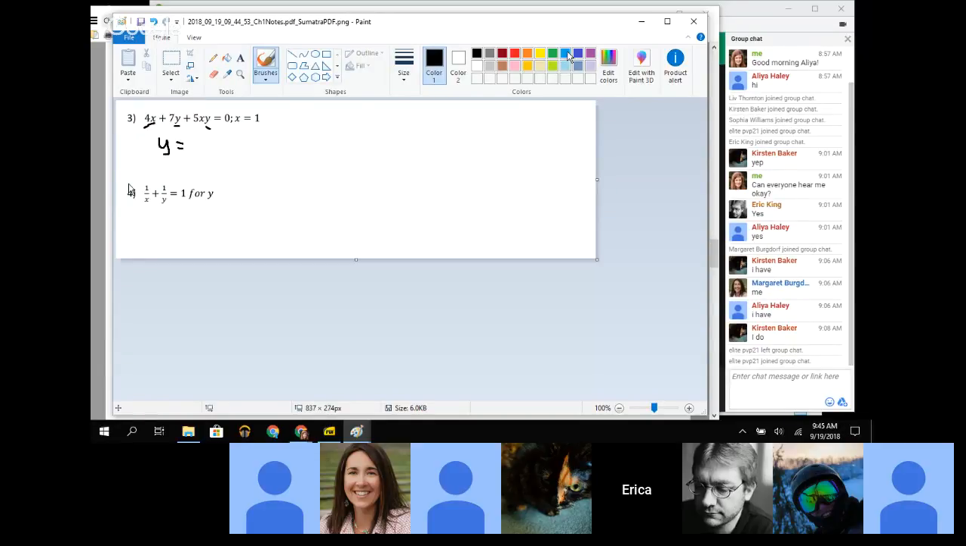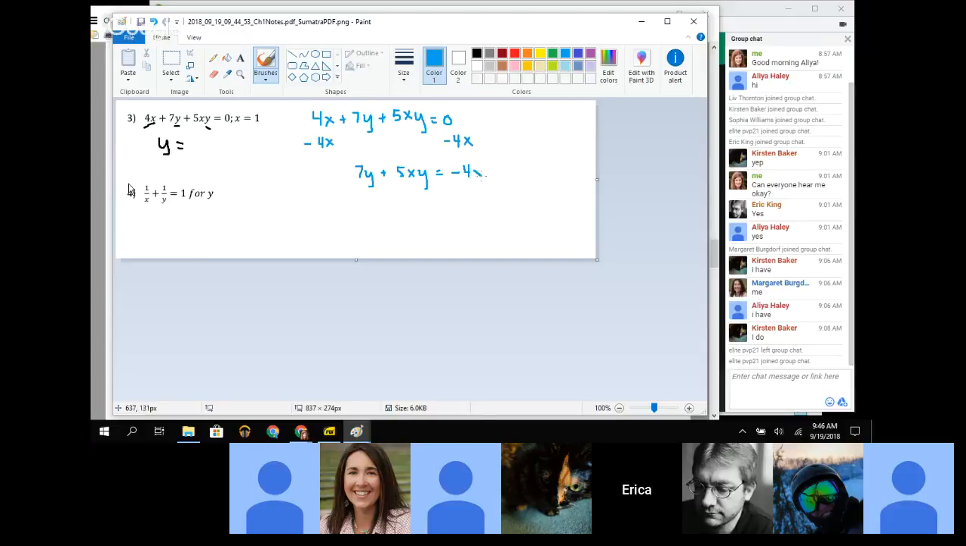So in order to solve this, first I've got to write my equation: 4x plus 7y plus 5xy equals 0, right? The first thing I'm going to do is subtract 4x from both sides, because there's no y in it, so that's completely fine. If that goes to my other side of my equation, I can kick that out and I'm good to go, right? So I have 7y plus 5xy equals -4x.